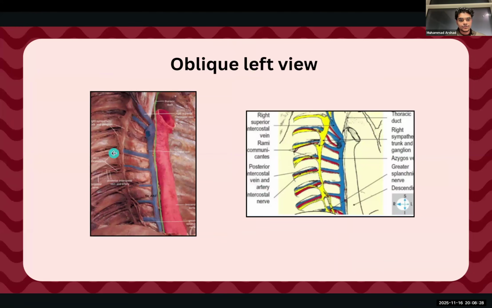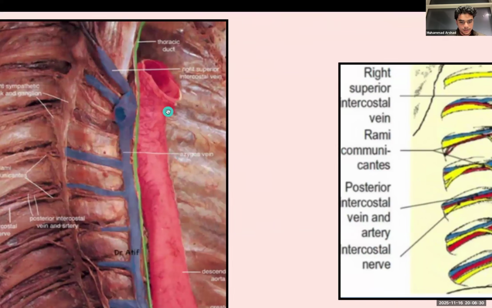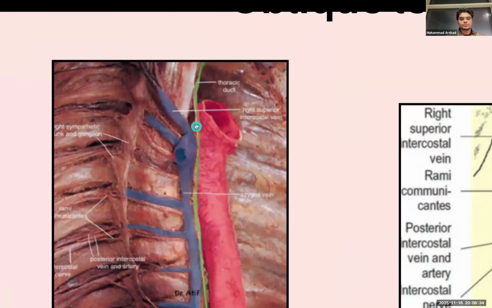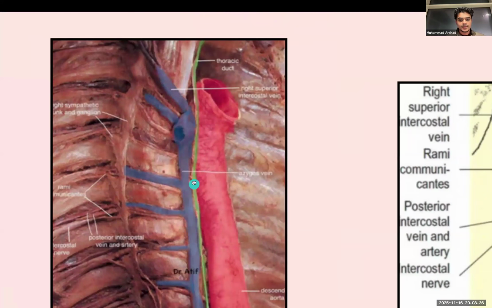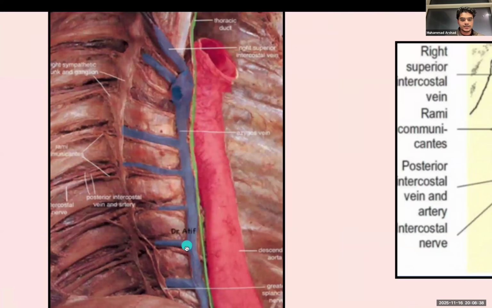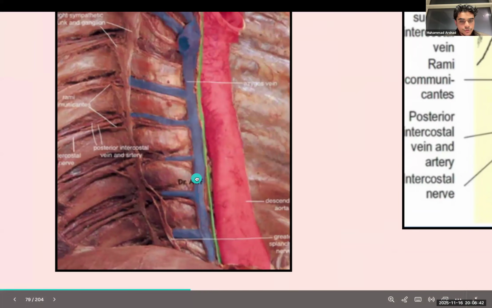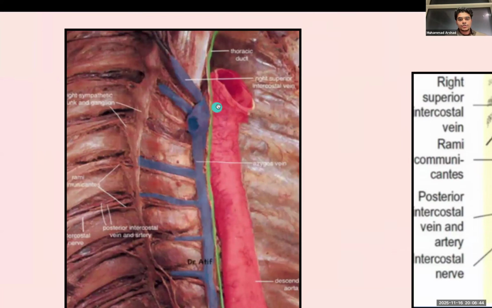On the oblique left view, you can clearly see the descending aorta. That's what this is. The thoracic duct, which just helps collect lymph. And then you can see the azygous vein, right? I believe that's what this is. So a couple of different things to know here. The azygous vein gives off the right superior intercostal vein, which helps drain the first 2 to 3 intercostal spaces. And then it'll proceed to give off all of these different intercostal veins, okay?